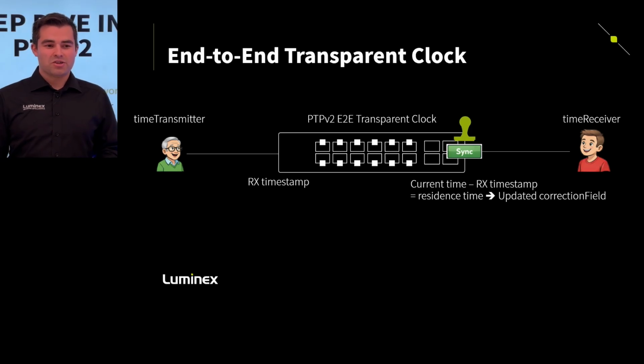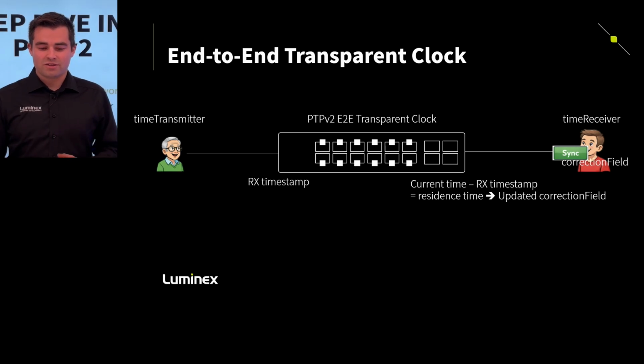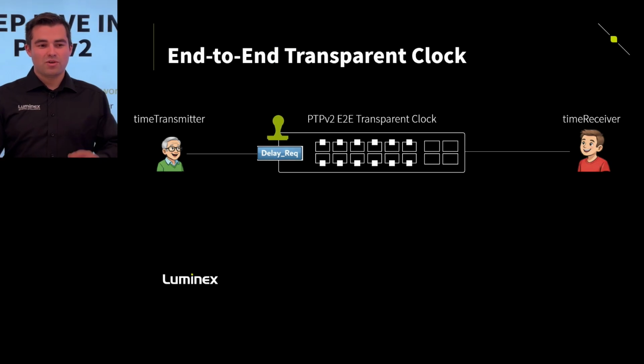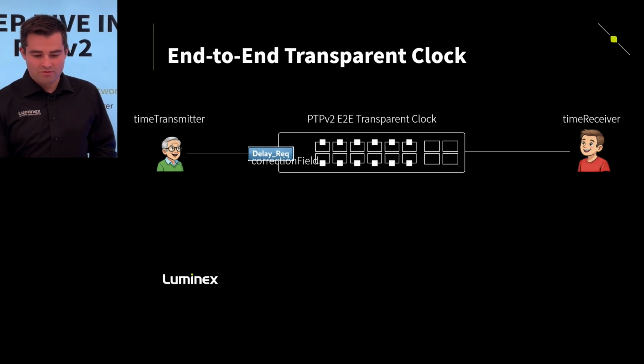Based on these timestamps, the switch knows how much time the packet spent inside the switch, so the residence time, and it will update the correction field inside the sync packet with this residence time value. So the packet, together with the updated correction field, will arrive at the time receiver side, and the receiver can take this correction value into account when doing all the calculations. The same applies in the other direction for the delay request message. It will also get an RX timestamp and a TX timestamp based on which the device can calculate the residence time and update the correction field.